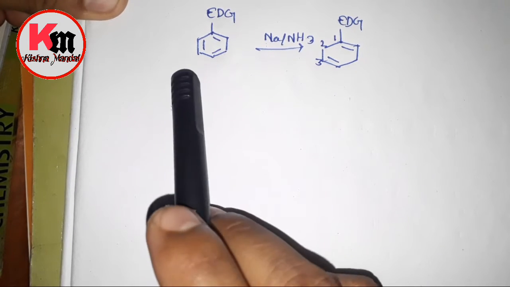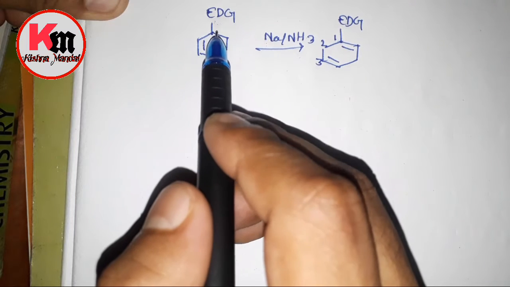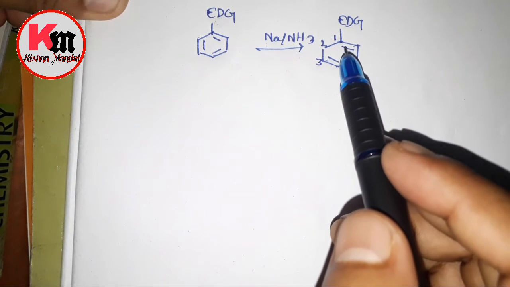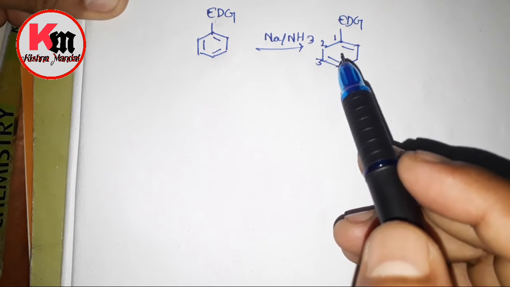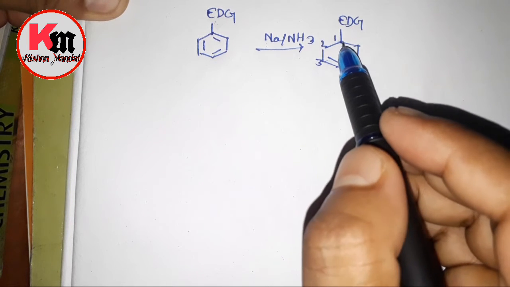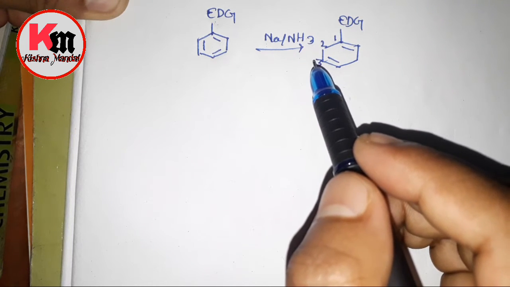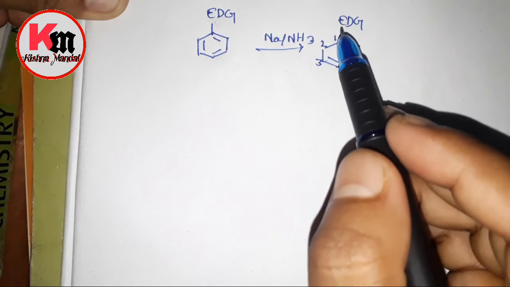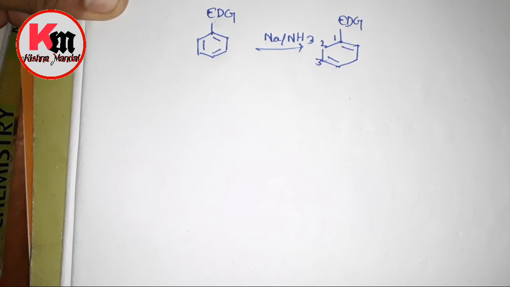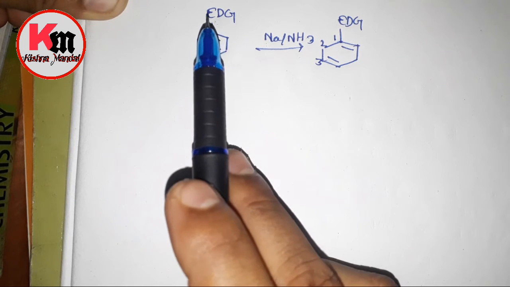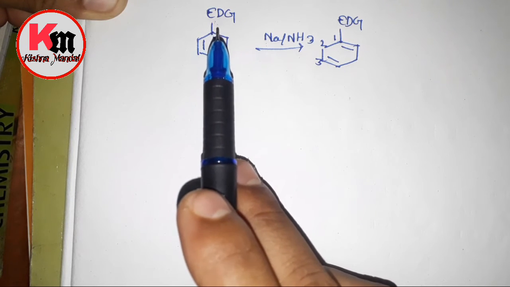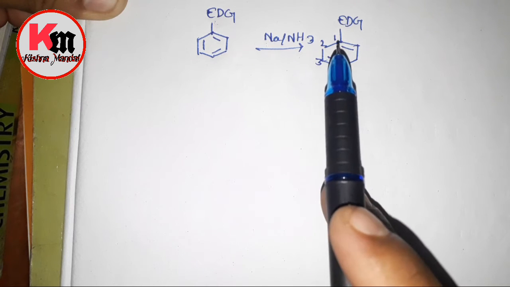So you can see here, if we consider this group becomes an electron donating group, the product has two double bonds in the ring, but the positions are different. One double bond is at one position, another double bond is at 3 position with respect to this group. Why is this type of product formed? In the case of an electron withdrawing group, the two double bonds are at 2 position. But when this group becomes an electron donating group, the double bonds become 1,3 position.